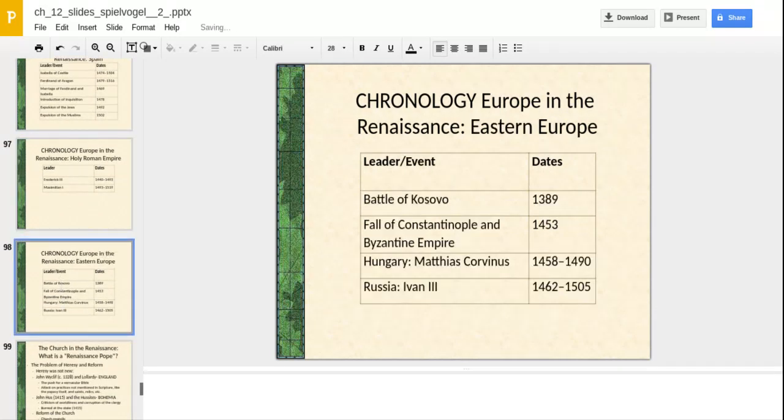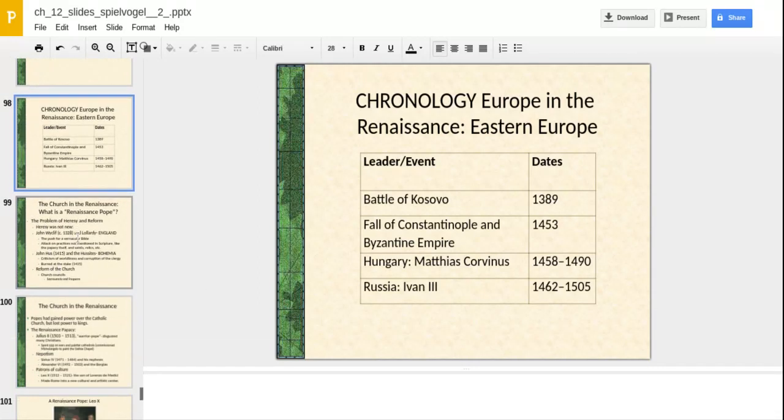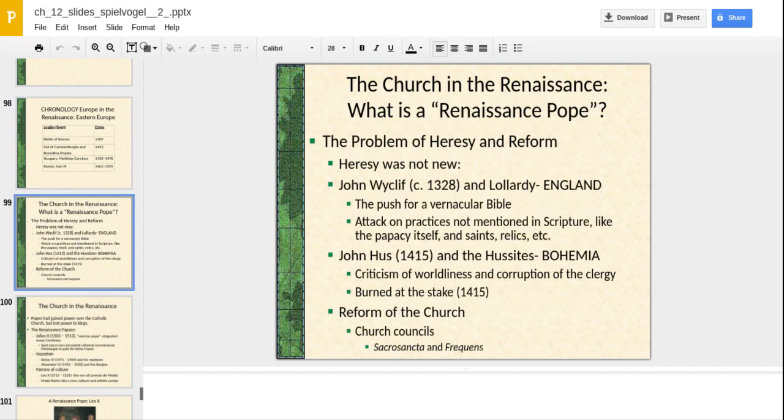So you get here some Eastern Europe issues, the Battle of Kosovo, fall of Constantinople, Hungary. This Matthias Corvinus is really good in Hungary, but when he dies, the following is not very good at all. In Russia, you get Ivan III, Ivan Moneybags, who finally kicks off the power of the Mongols and establishes basically a power in Russia.